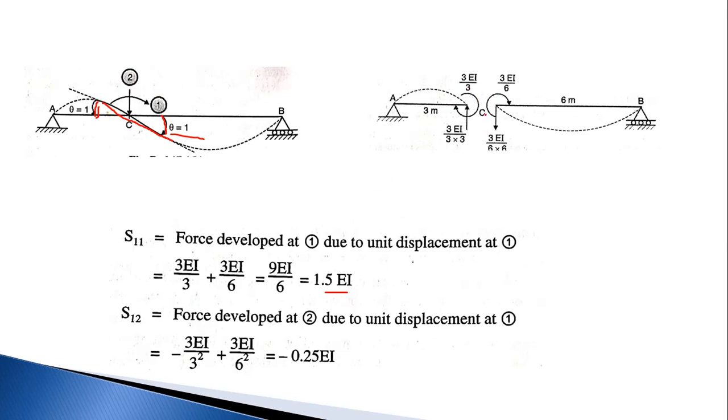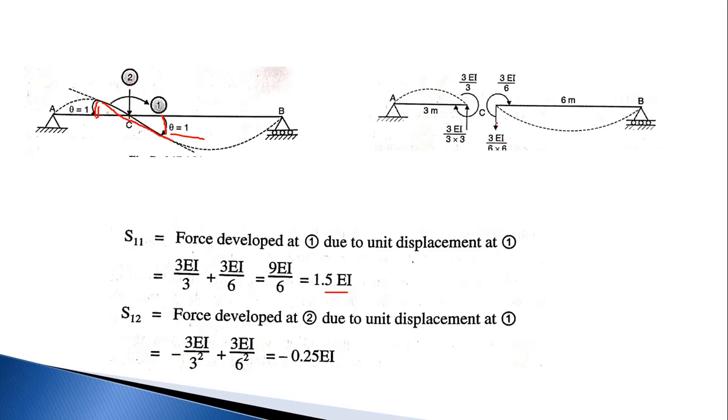So it is required like this. This is a downward force, this is an upward force. So it becomes 3 EI upon L square, that is 3 EI upon 6 square and 3 EI upon 3 square. See here, this 3 EI upon 3 square direction is upward, and this 3 EI upon 6 square direction is downward, and the coordinate number 2 is moving in a downward direction.